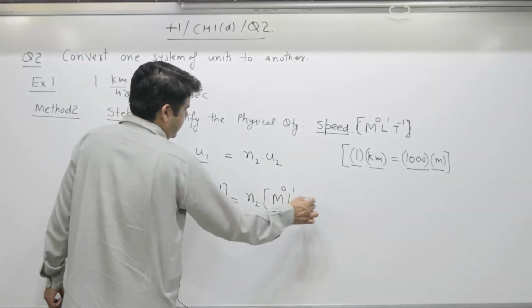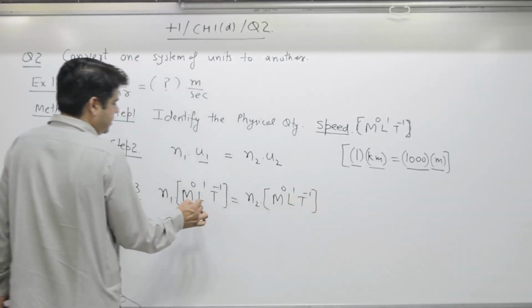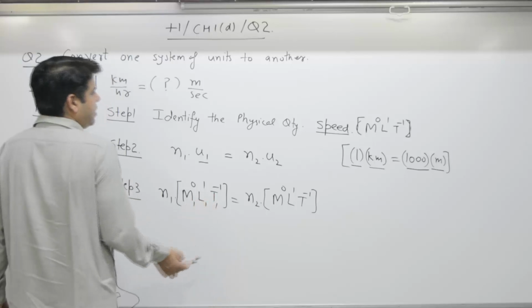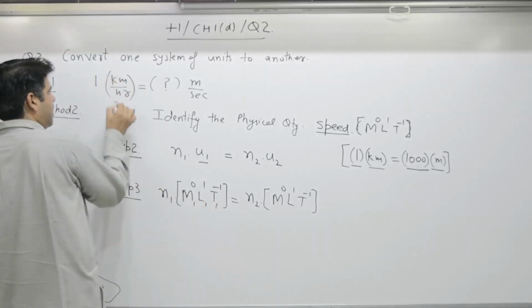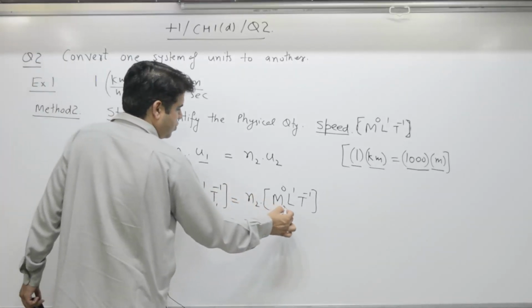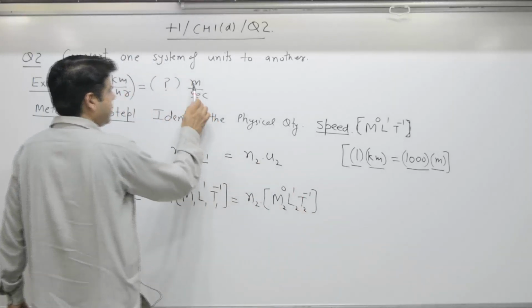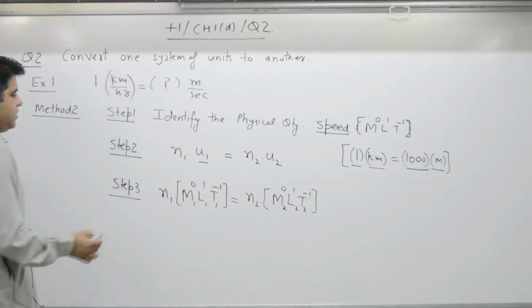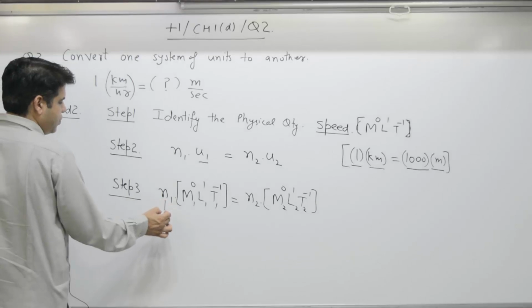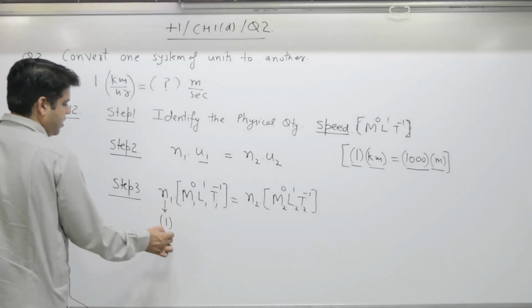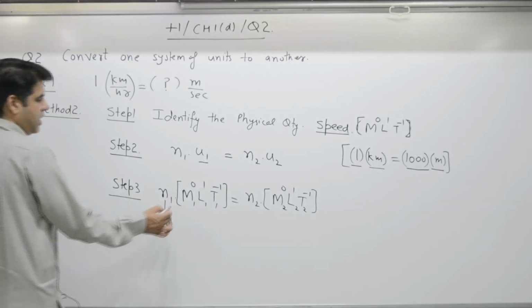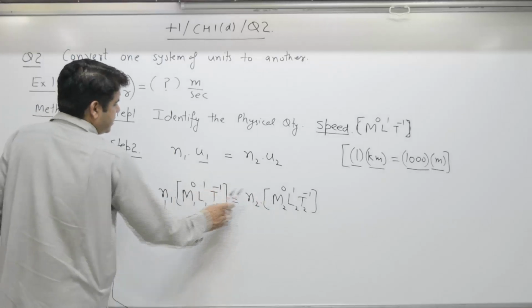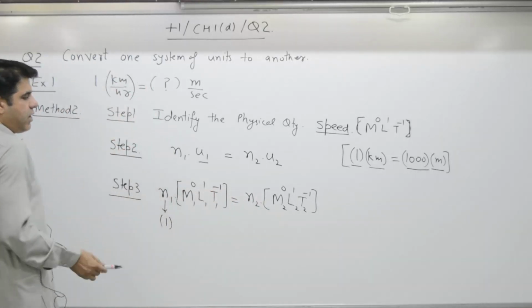[M0 L1 T-1]. This is system 1 in which you are saying kilometer per hour. This is system 2 where you are saying meter per second. So N1 is given to you as 1. Mass is of no use. In both cases mass is not given, not required.